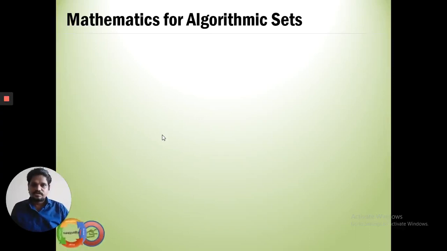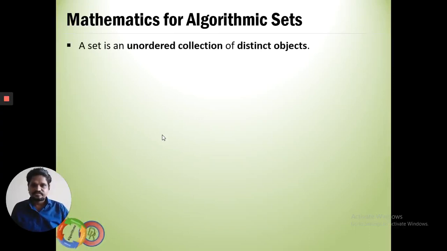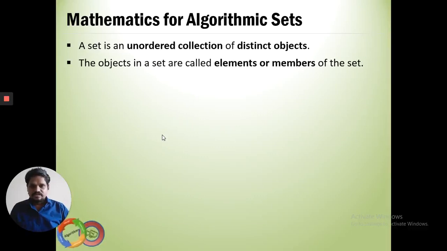So mathematics for the algorithm, set, we will see. Now in the bookish definition, we can see a set is an unordered collection of distinct objects. So they are distinct objects. Unordered means there is no specific first or ranking among them. They are in a random collection. Okay, so a set is an unordered collection of distinct objects. The objects in a set are called elements or members of the set.